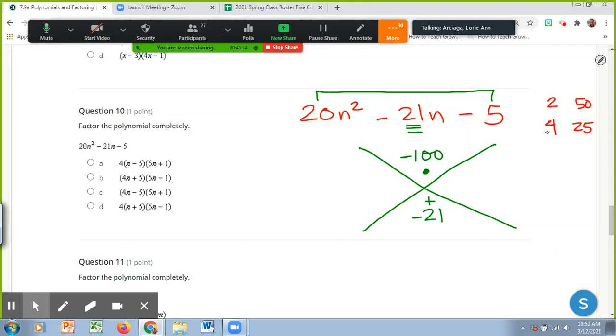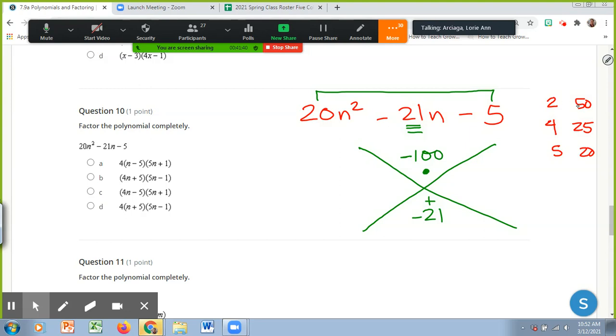I don't think it comes to my mind naturally when I see a number. In my head, I'm just doing things in order. I start with 2, 3, 4. Oh yeah, 4 goes into 100, 5 times 20, and so on. You get what I mean? Okay. So now, is there any combination here that would give you negative 21?